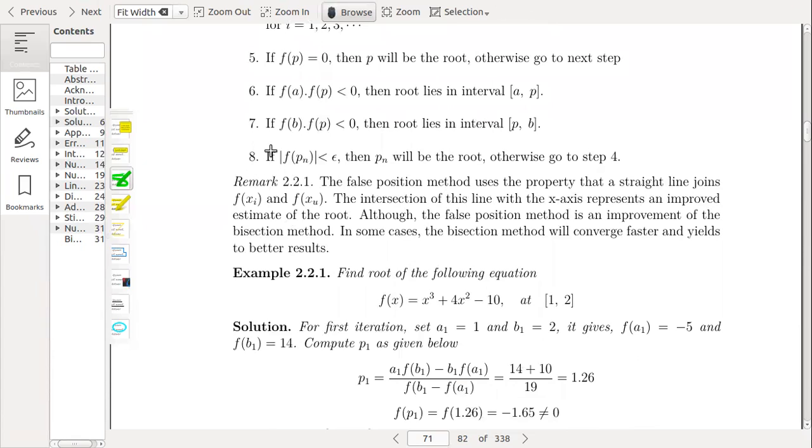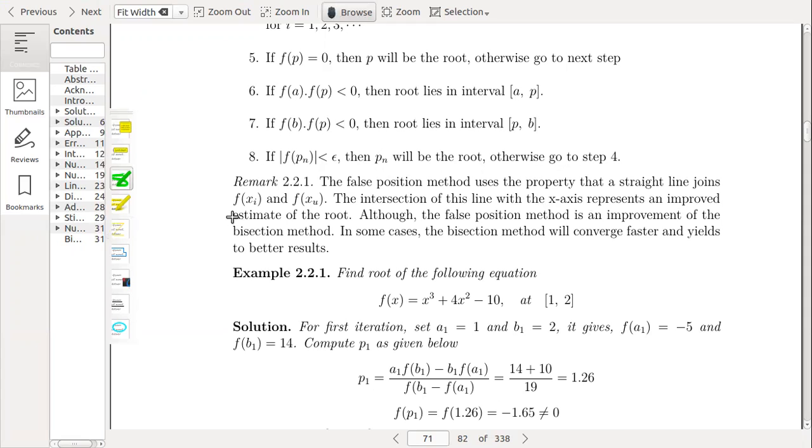And this is the stopping criteria, where you will stop the algorithm: the absolute value of f of p less than epsilon. So if this value is less than epsilon, then p n will be the root, otherwise we will move to the previous steps.